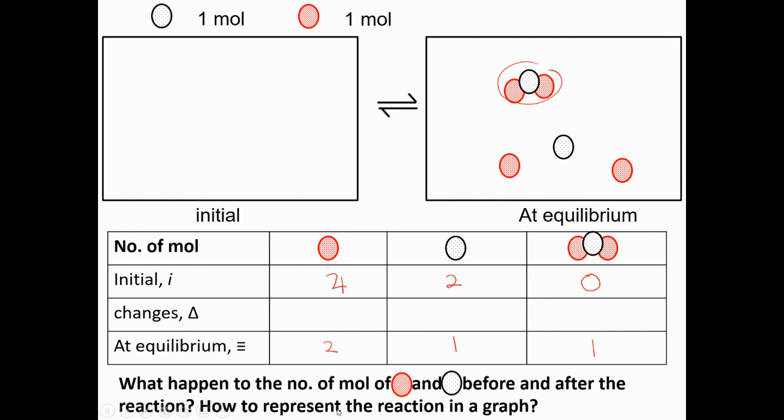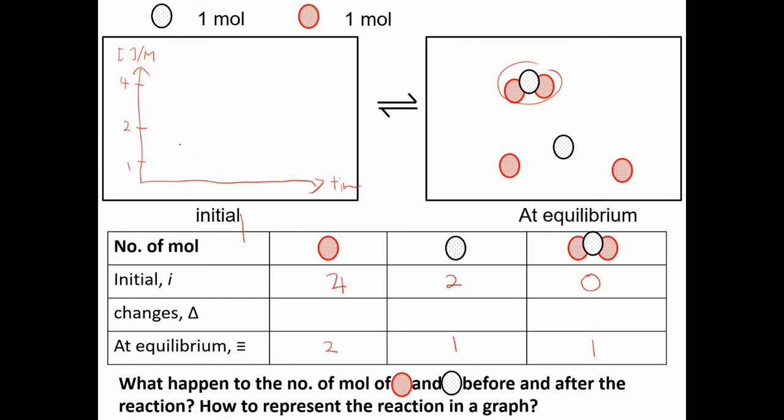Now, how do we represent this in a graph? I will show it here. Let's say I use concentration in a 1 liter container, and then we have time. Initially we have 4, then initially we have 2, and then finally we also have 1.